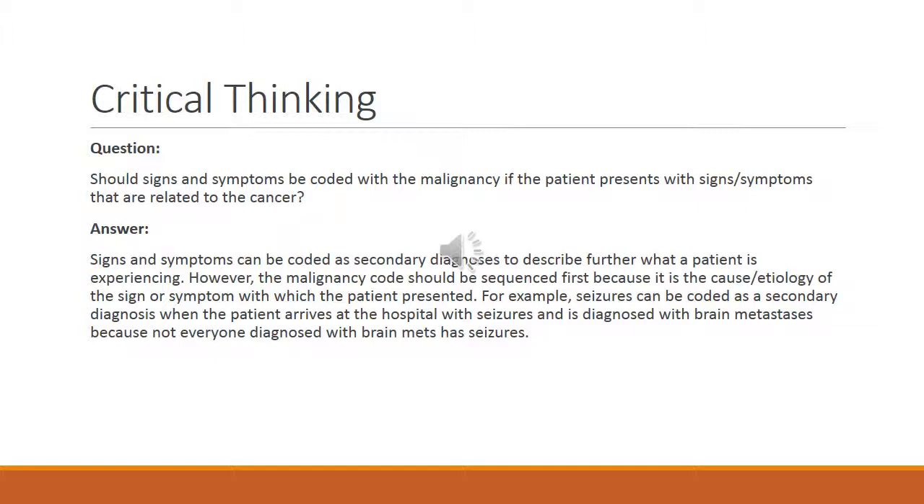For example, seizures can be coded as a secondary diagnosis when the patient arrives at the hospital with seizures and is diagnosed with brain metastases, because not everyone diagnosed with brain mets has seizures.